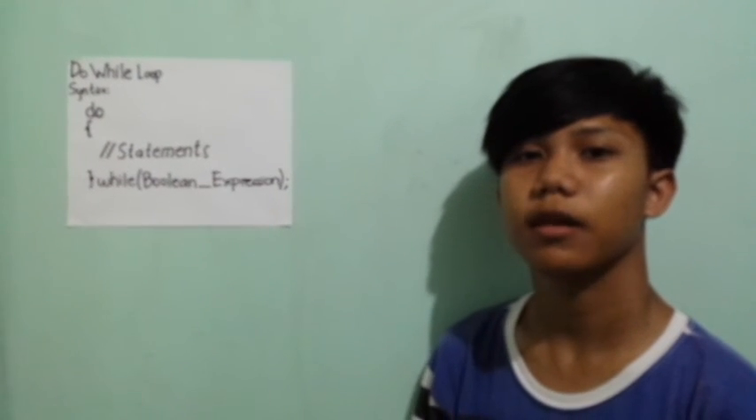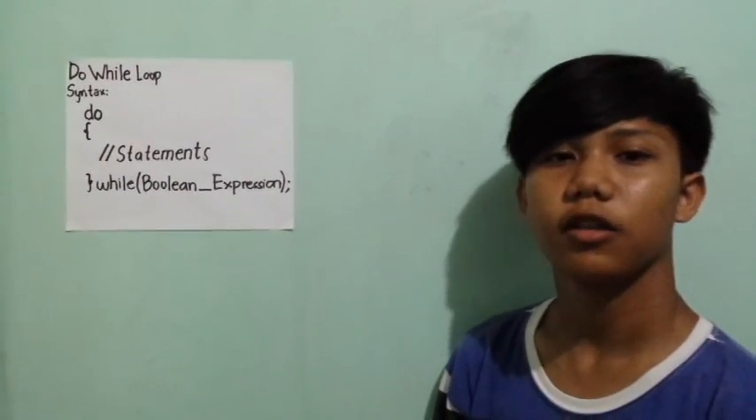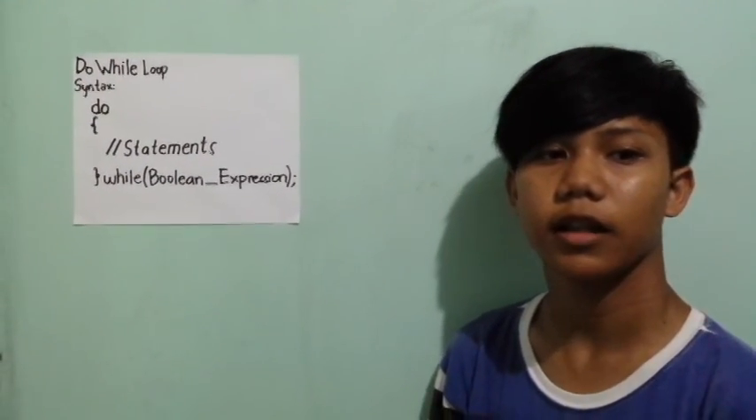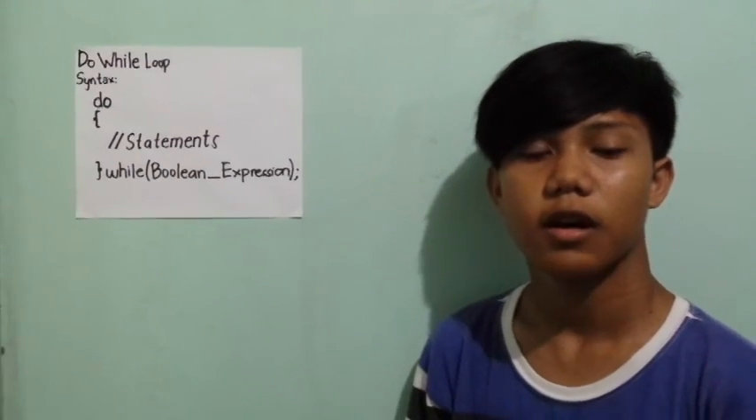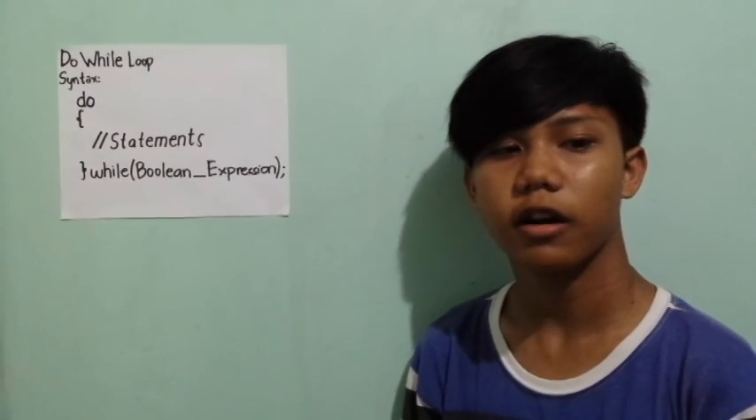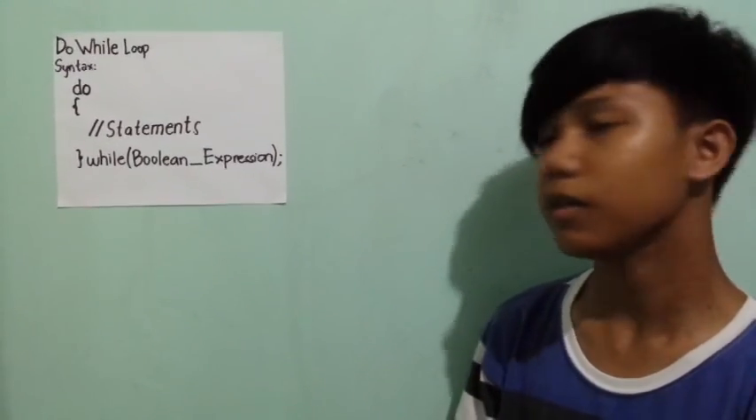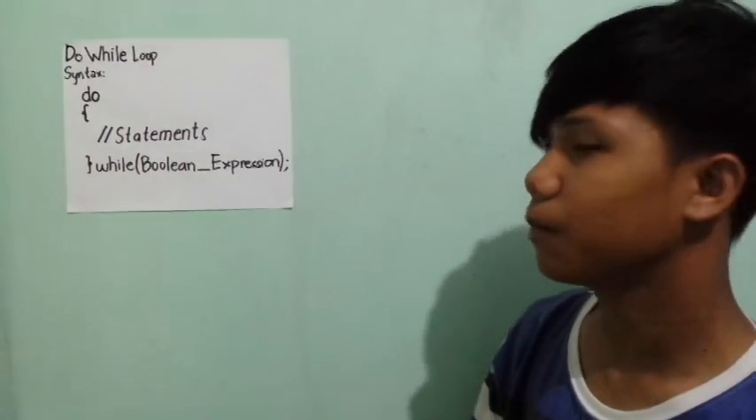I will discuss about the do-while loop. In most computer programming languages, a do-while loop is a control flow statement that executes a block of code at least once, and then repeatedly executes the block, or not, depending on a given Boolean condition at the end of the block. This is the syntax of the do-while loop.